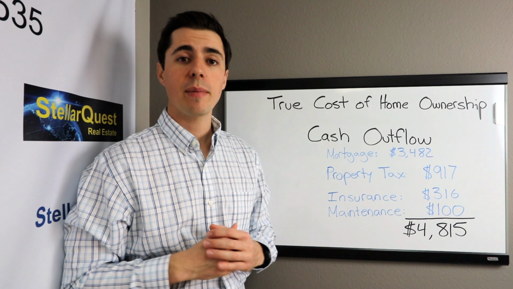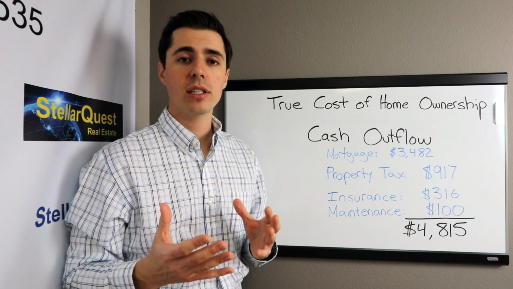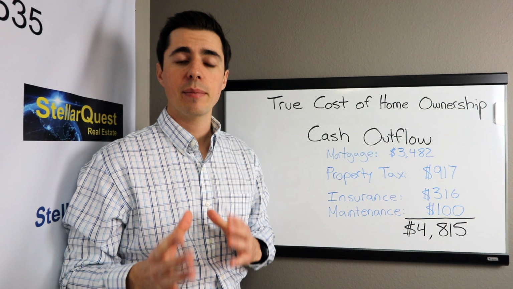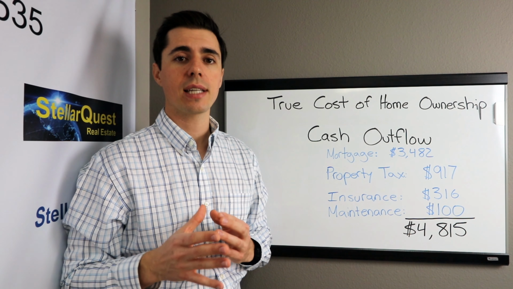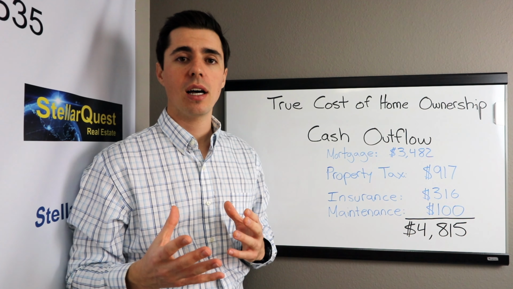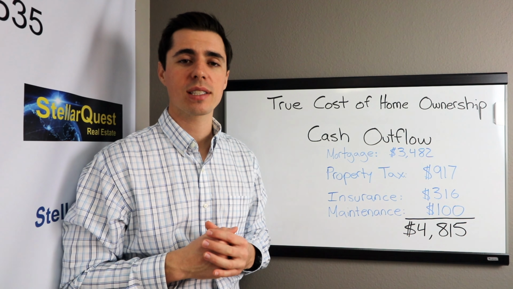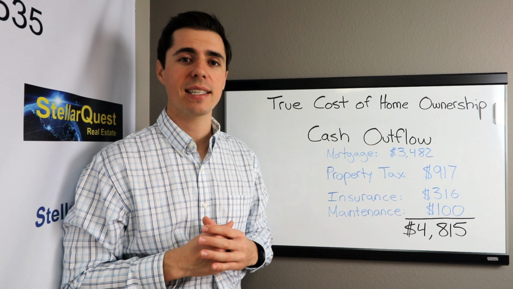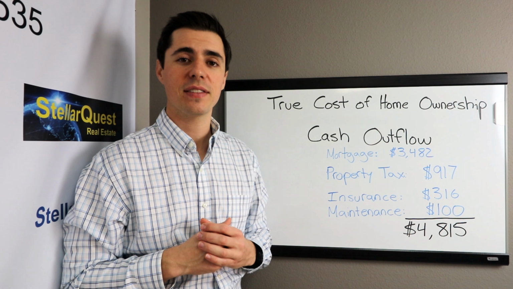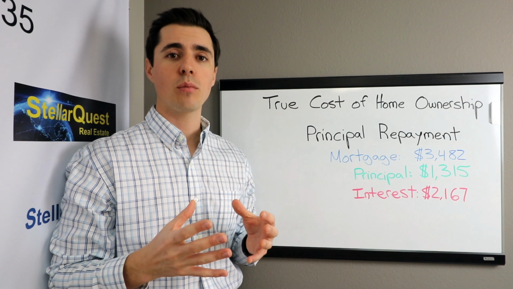For insurance, we're estimating $316 a month. And for this, I'm using the calculation that they use in the California Association of Realtors Housing Affordability Index. They estimate that homeowners insurance is 0.38% of the purchase price. And finally, the maintenance line I added is just simply $100, if you wanted to hire a gardener to do a basic mow and blow service and help with some of the landscaping. So in total, you can see that the total cash outflow on this home would be $4,815 a month.